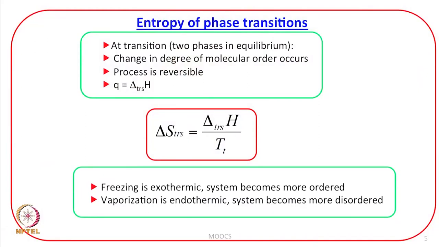And by looking at this equation, the sign of delta H will decide whether the entropy change will be positive or negative. For example, freezing is exothermic. Exothermic is delta H less than 0, is negative. So, freezing means delta S should be negative. It makes sense, because in freezing the molecules become more ordered. So, therefore, the entropy change will be negative. Vaporization is endothermic. Liquid goes to vapor and molecules have more degrees of freedom, and delta H is positive. Therefore, delta S is also positive. That means the disorder increases upon vaporization, so delta S is positive.